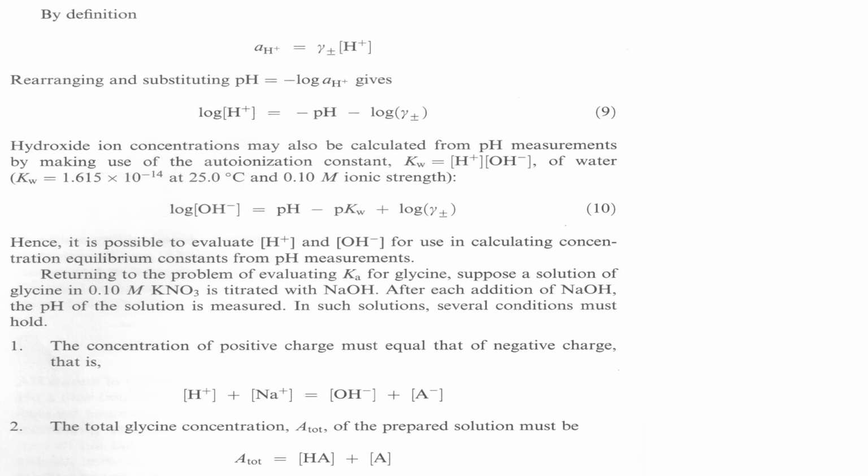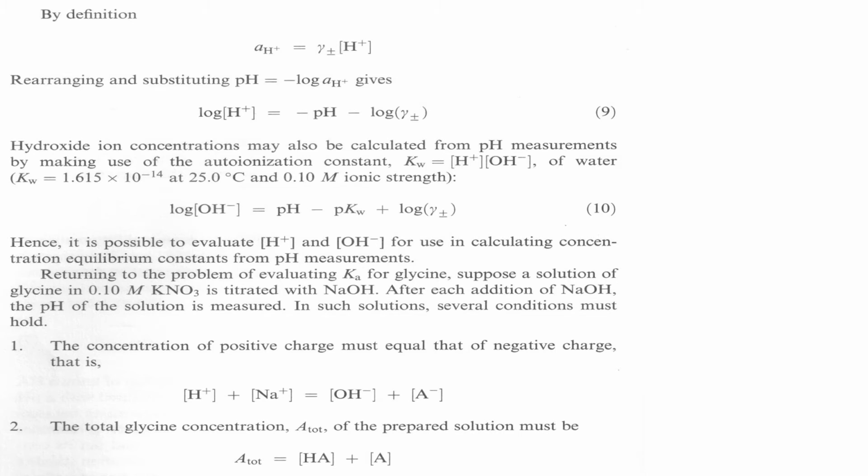Now, by definition, the activity of the protons H+, which is more accurate than the concentration of H+, equals the mean activity coefficient gamma plus minus, which we calculated earlier on, times the concentration of H+. Now, we measure the pH, and the pH, as we know, equals minus log, not the concentration, but the activity of the protons. And we know that the activity equals the concentration times the mean activity coefficient. So log H plus equals minus pH minus log the mean activity coefficient. This will give you the concentration of H plus from each pH measurement by using equation 9.